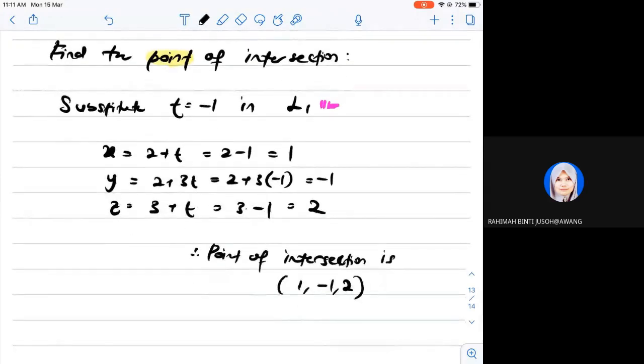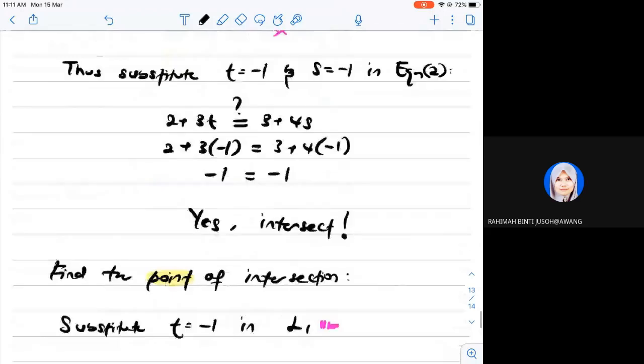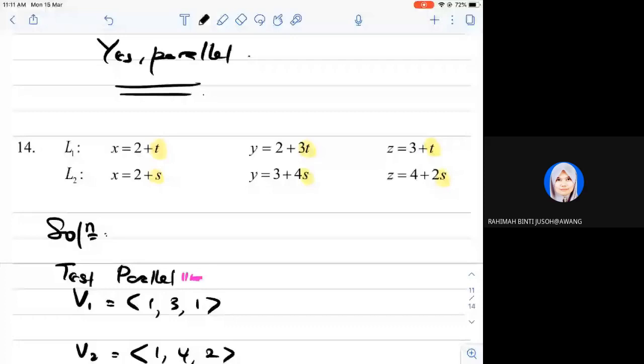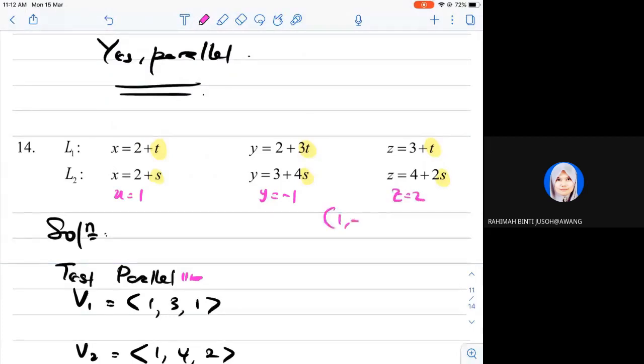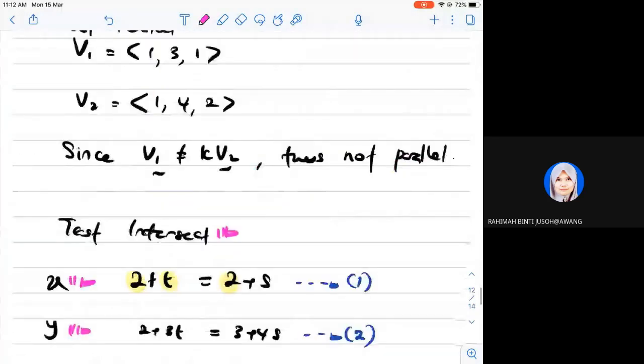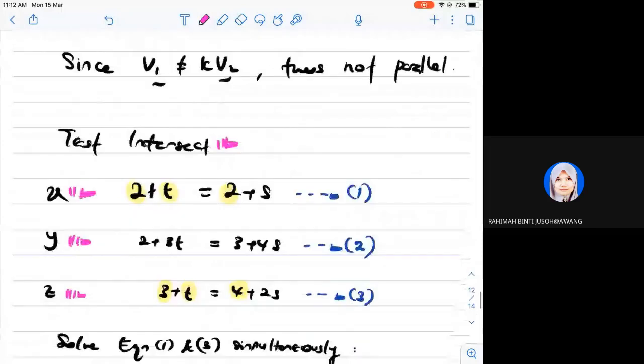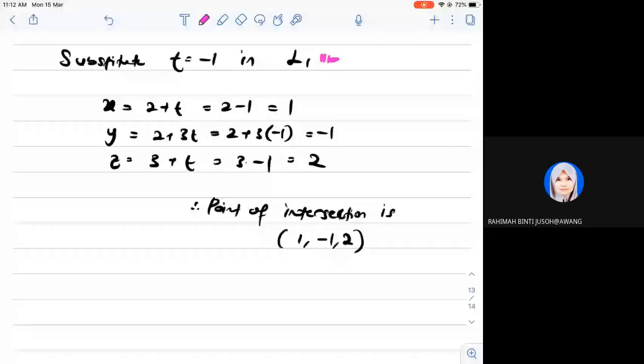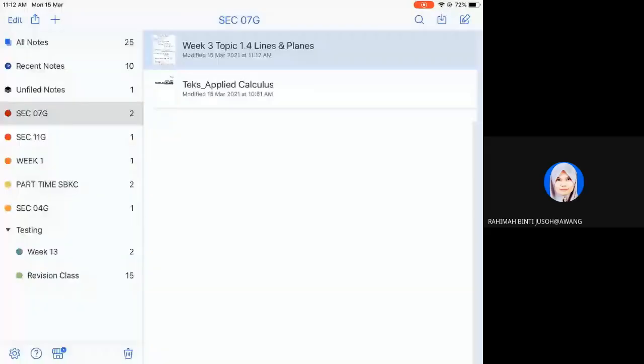What if we substitute S instead, do we get the same? 2 minus 1. Y should be negative 1. Yes, 4 minus 2 equals. So we get the same, 1, negative 1, 2. So either one. You can substitute into the first line or into the second line. Understand guys? Yes. Okay, good. Well done. So if a test question comes out, can you answer it? InsyaAllah, can. Okay.